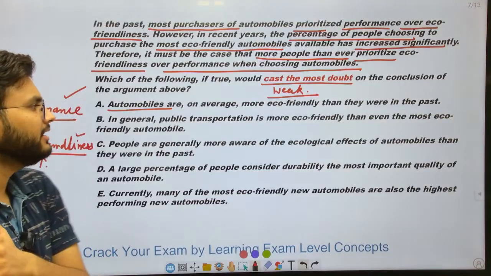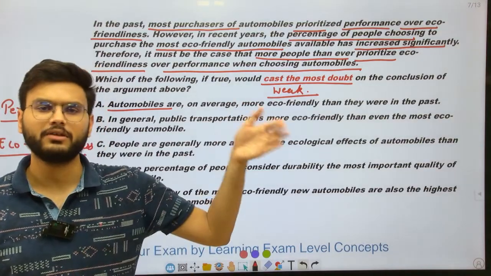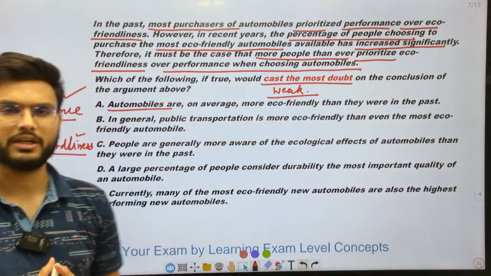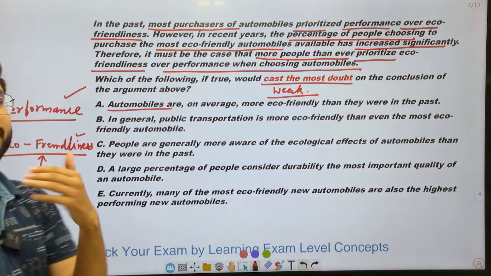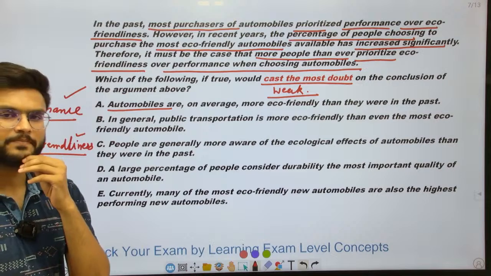Now you are comparing the idea that earlier it was less eco-friendly, now it is more eco-friendly. But how does this weaken the argument? It does not have any effect on the argument structure.